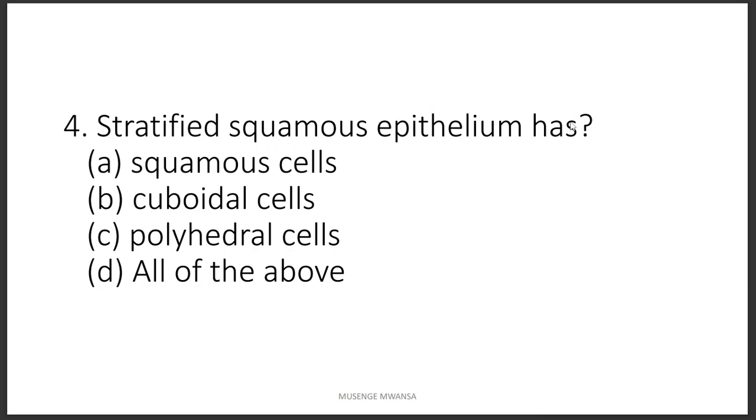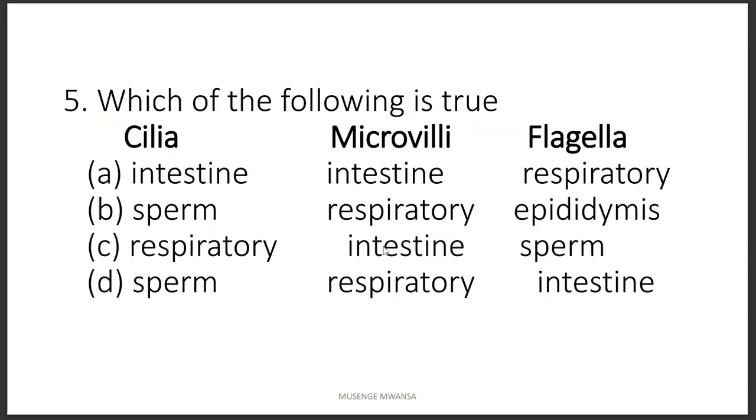Stratified squamous epithelium: stratified squamous means a lot of layers, and the cells are squamous. Now remember we said squamous cells can just be on top and then down the cells are different. Has squamous cells, we know this is true. Has cuboidal cells, we know this can be true because for the stratified squamous, the top layer can be squamous, but the lower layers can be of different shapes. And then polyhedral cells, this is true because we have got different shapes like that. So all of the above.